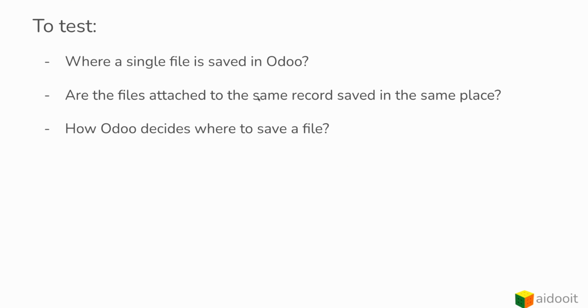Are the files attached to the same record saved in the same place? It depends. If the content is different, they will be saved in different folders. So we don't have one folder for sell orders, another folder for purchases, another folder for invoices. It doesn't work like this. Odoo computes a hash. Based on that hash, it creates the folder, and then it places the file there. And then you already saw how Odoo decides where to save the file. Basically, it only depends on the binary content of the file.